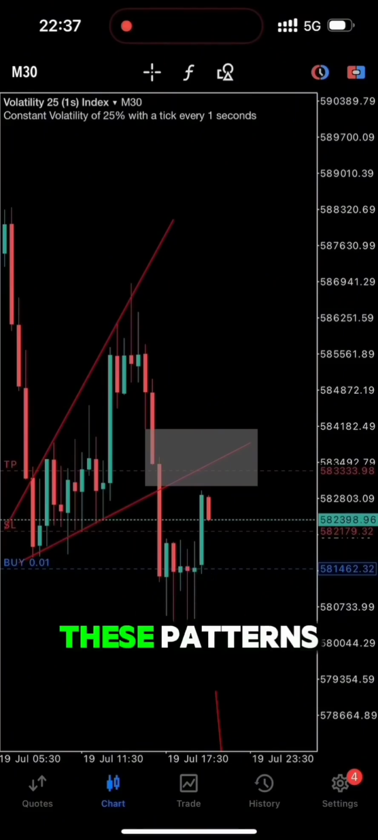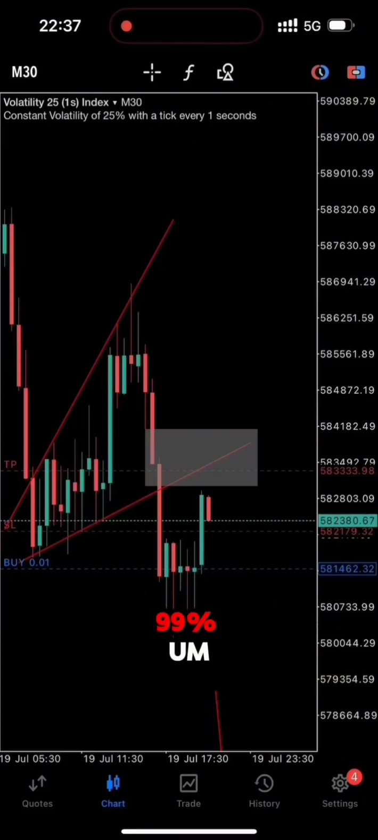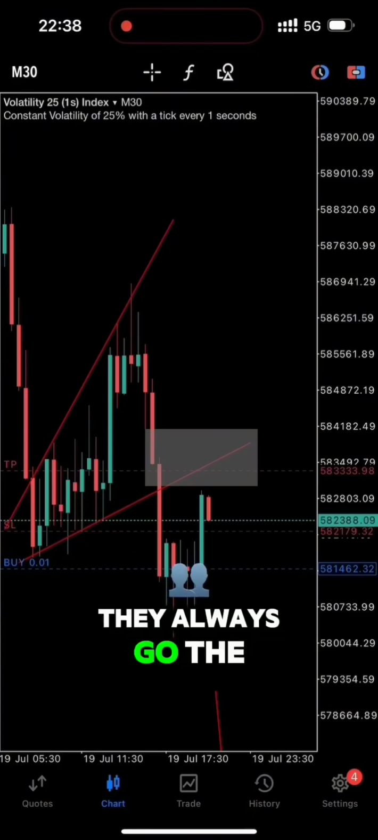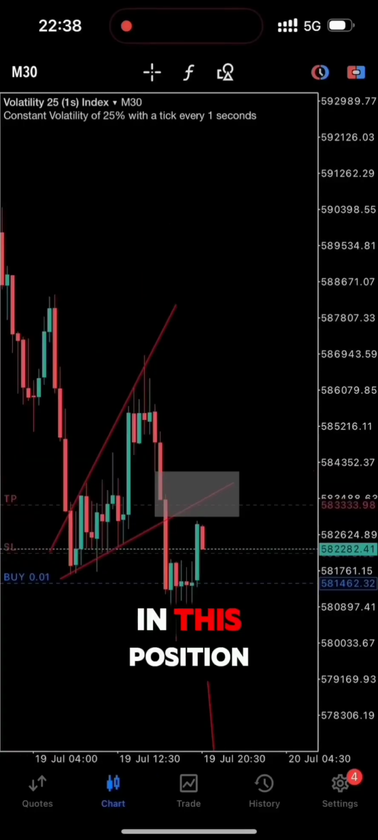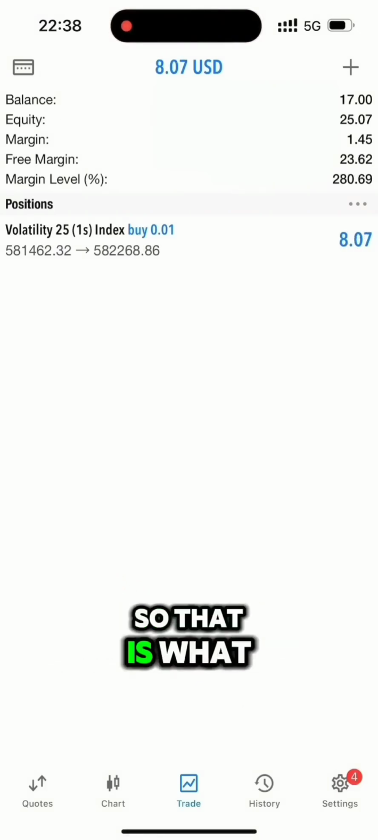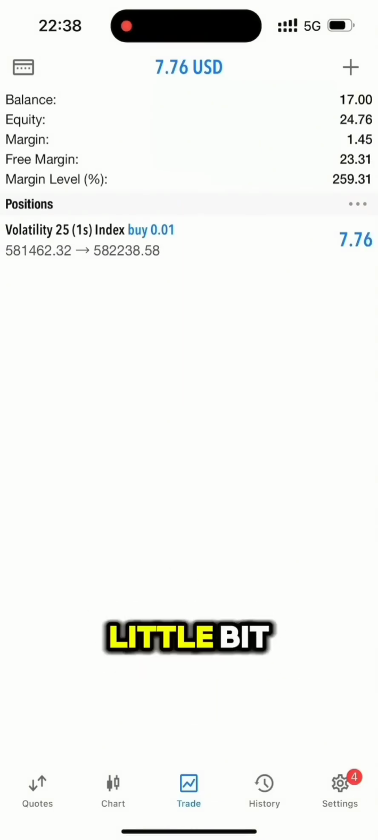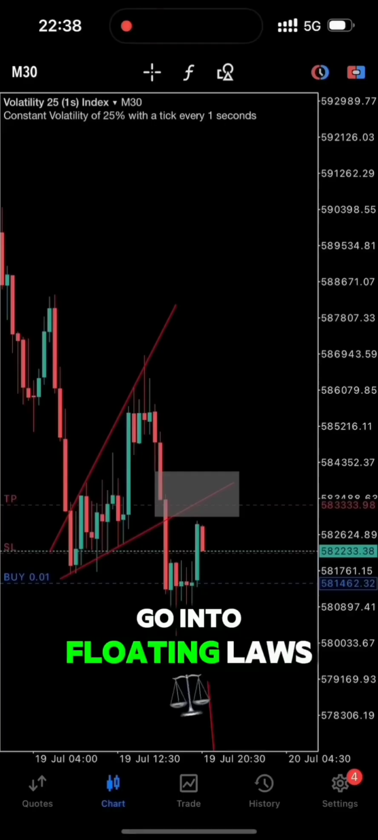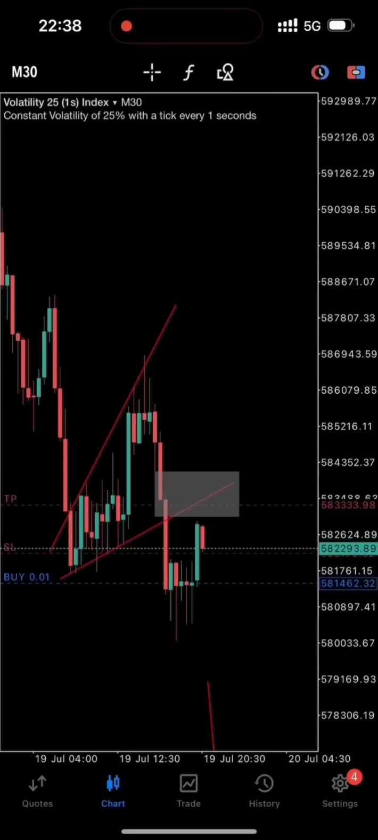So when you're trading these patterns, do not go into the trade blindly. Always know that 99% of the time this trend goes the opposite direction of what you would have analyzed. In this position, you would have said sell and you would have been wrong. So that is what happens most of the time. And try to adjust your lot size just a little bit so that when you go into floating loss, you don't immediately suffer your account loss, right? It's just as simple as that.